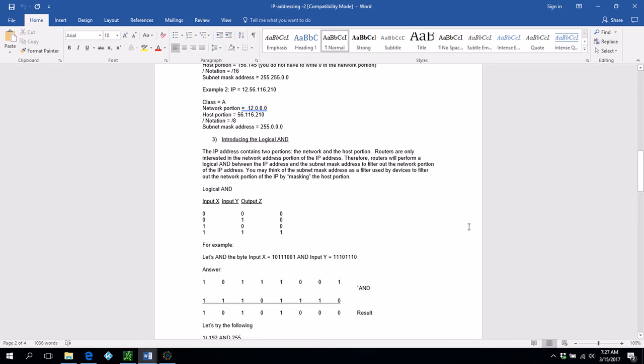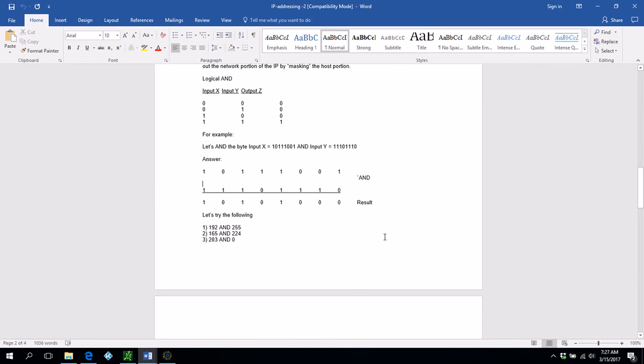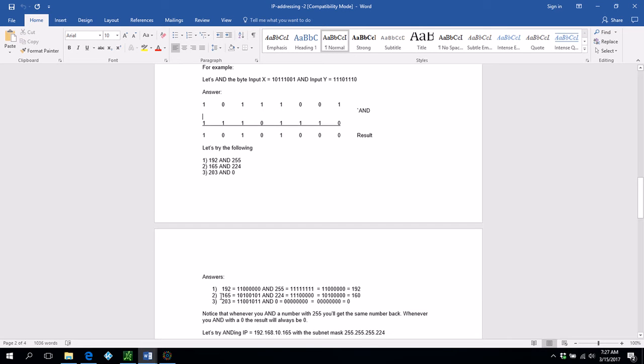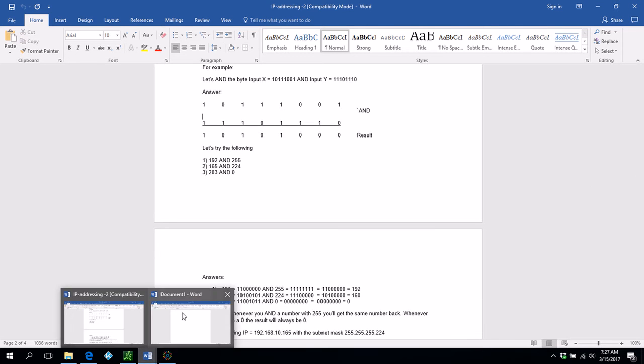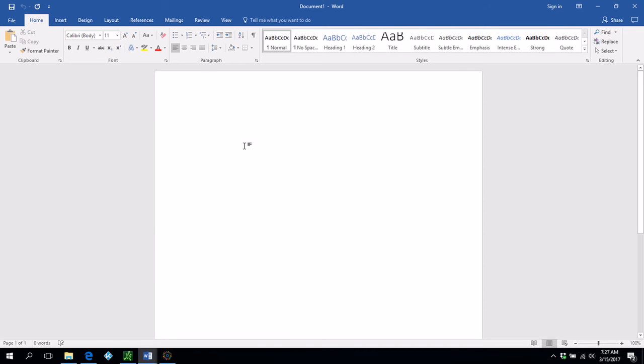For example, if you want to AND 192 with 255, all you have to do is write the 192 in binary. I'll do it on a separate sheet of paper. So it's 1100 and four zeros. That's the 192. And 255, from worksheet number 1, is eight 1s.